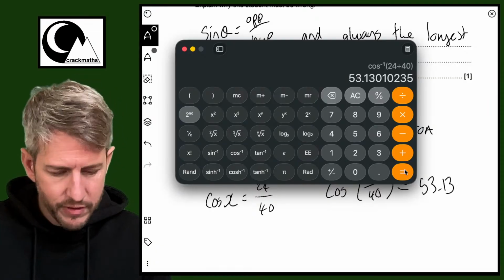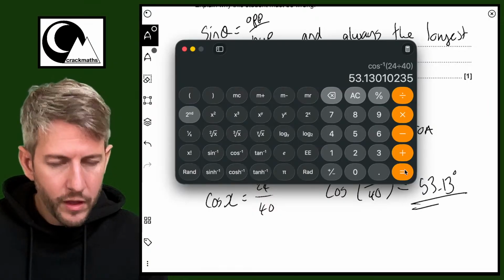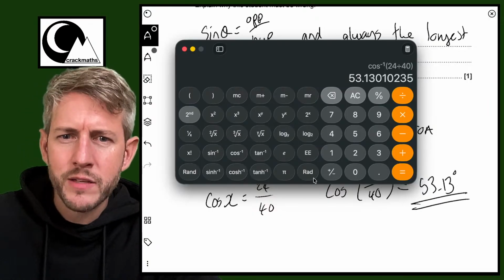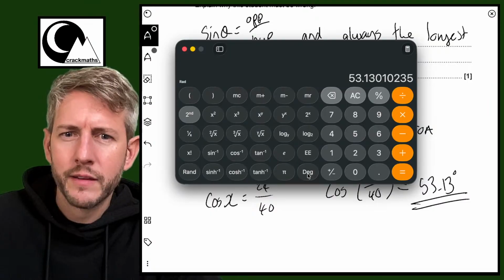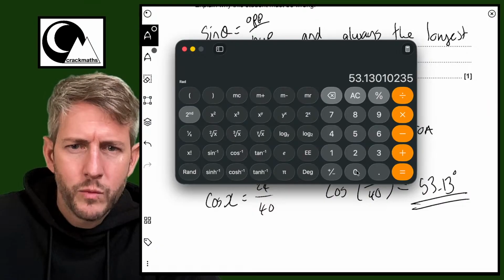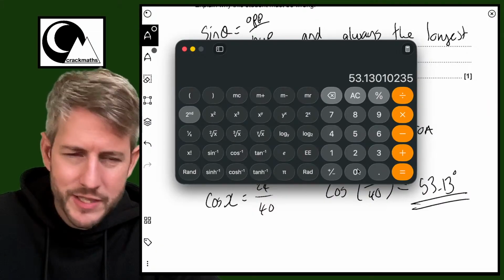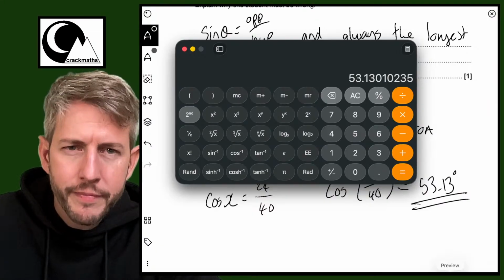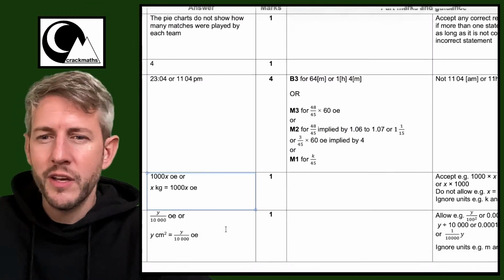53.13 degrees. Okay, right, let's check that that is correct. Yeah. Okay, right, let's have a look. One second. No, that was in degrees, that's fine. Okay, so let's get the answers to this section here.